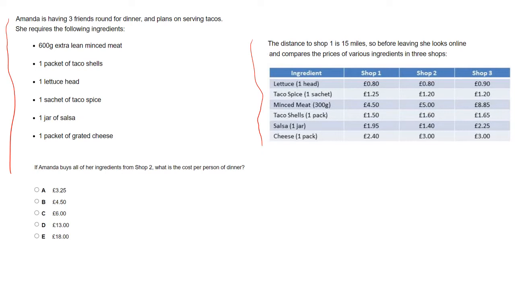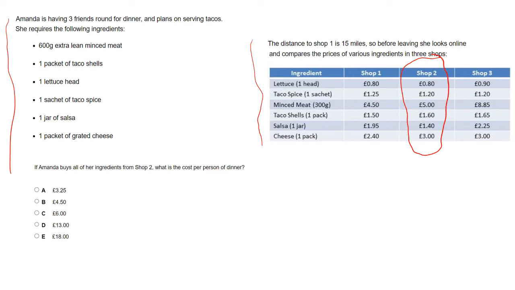First of all, the distance to shop 1. We're told only to shop 1. But we've also got the price information for 3 possible shops, including that one. So first question, if she buys all of her ingredients from shop 2, what's the cost per person?